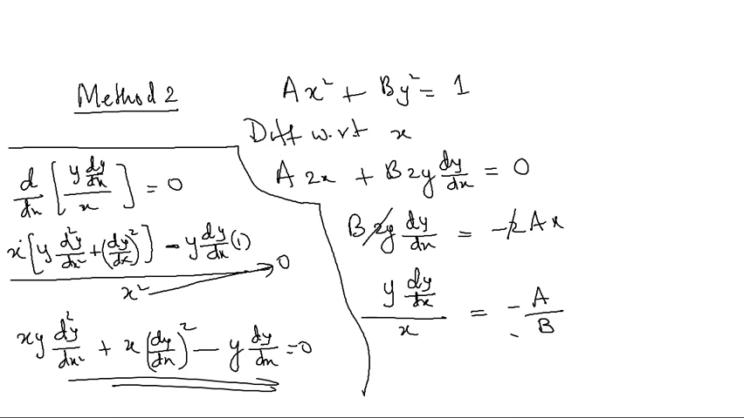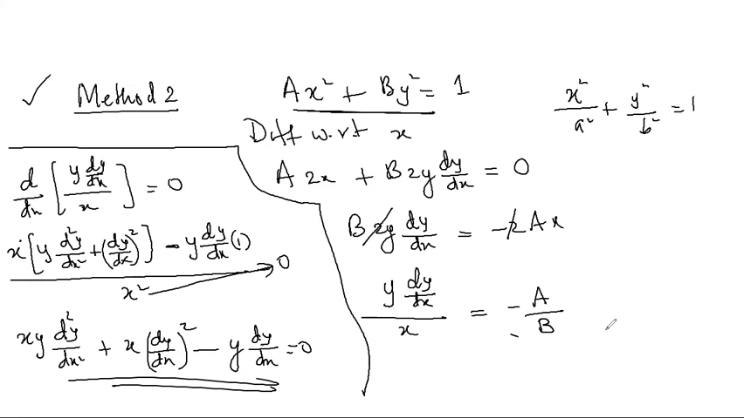Yes, sir. This is the equation of the ellipse. What is the equation of the ellipse? x square upon a square plus y square upon b square equals 1. So 1 upon a square is your a, 1 upon b square is your b. So it's an important question, and this method is the best method.